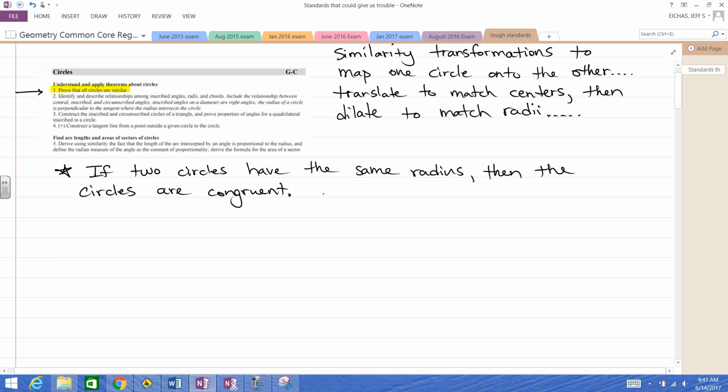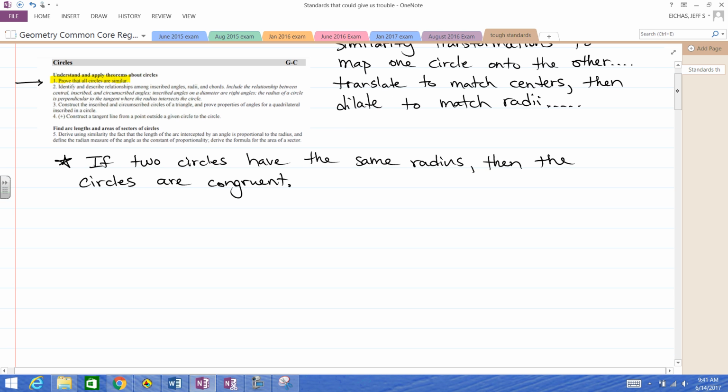Circles are not a polygon. We can't define similarity the same way we do with polygons. So we'll have to accept that if two circles have the same radius, then the circles are congruent. If we make that statement, nobody can argue with that. And we'll continue from there. So what our goal will be is to find a way to get the two circles to have the same radius.